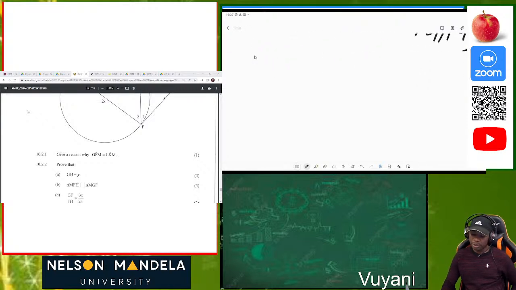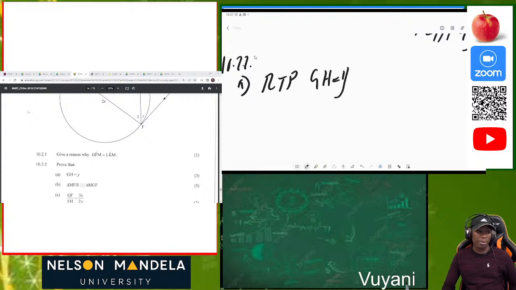Now on 10.2.2, they say prove that GH is equal to y. How can we prove that? Let me write: required to prove GH is equal to y. We only know the fact that ML is y. So now they are saying that prove that GH is also y.